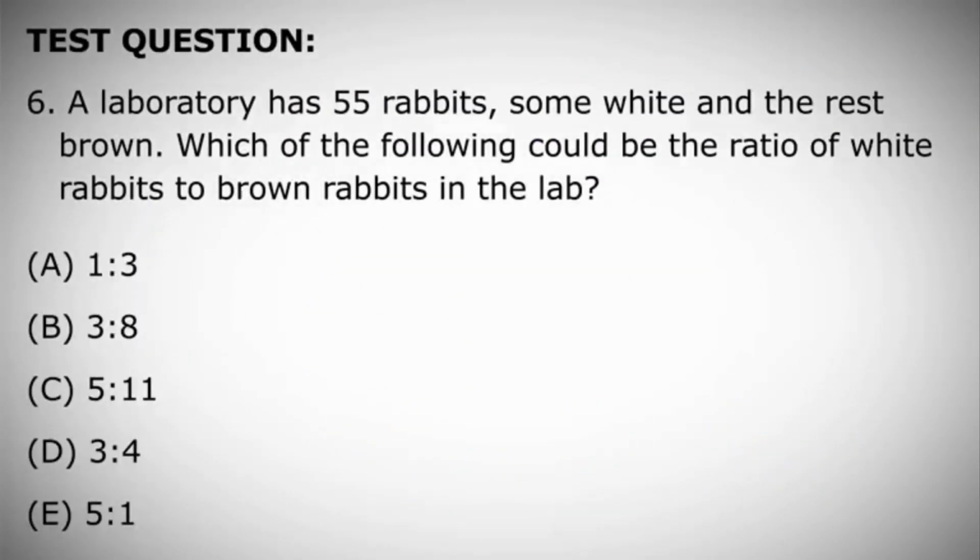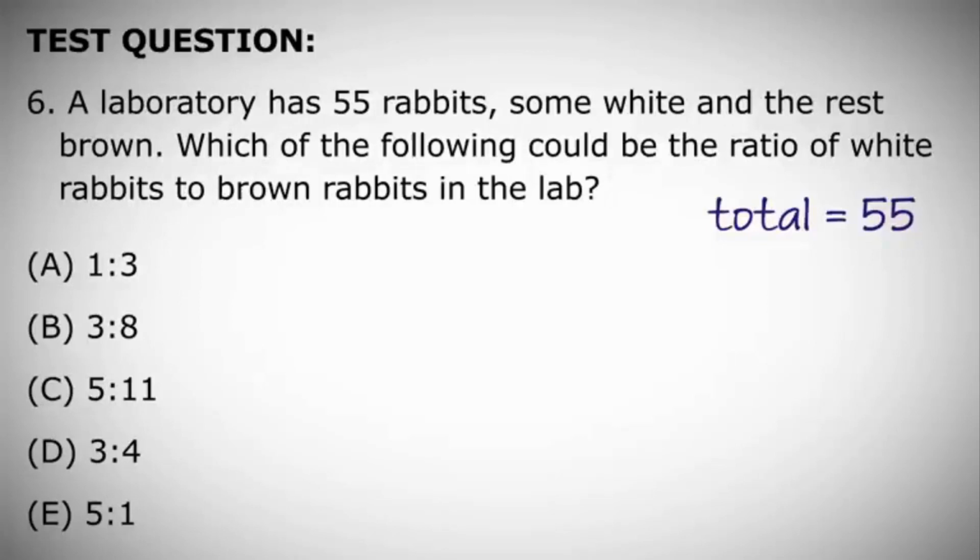Now let's go ahead and try a test question. Number 6 says a laboratory has 55 rabbits, some white and the rest brown. Which of the following could be the ratio of white rabbits to brown rabbits in the lab? Now, in this example, we don't have any ratios. We don't know what is the relationship of white rabbits to brown rabbits, or what's the relationship to brown rabbits and total rabbits. We do have an actual value. We know that in total there are 55 rabbits.